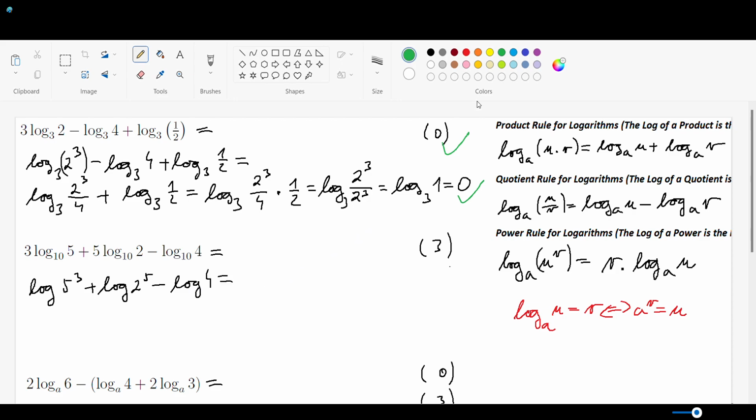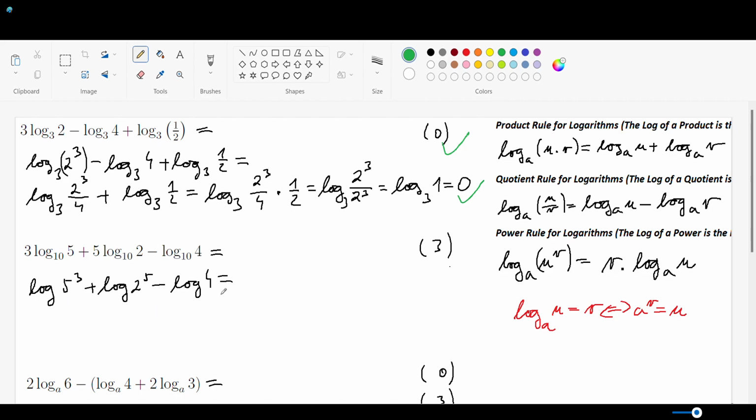Now the question is, why could I avoid writing the base here? You should already know the answer, because this is the common logarithm, and when we use the common logarithm, we don't have to write number 10, as we know that if there is no base written here, we talk about the logarithm base 10 of any number. So this is really not important.